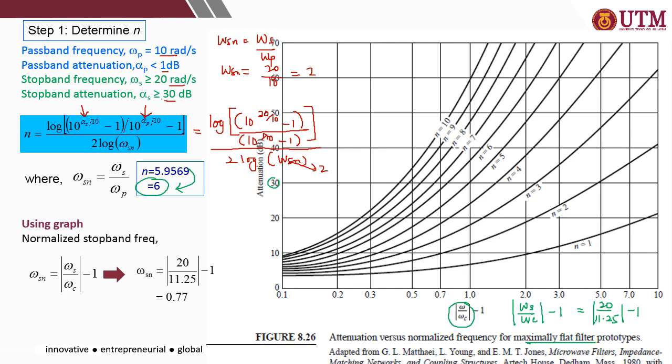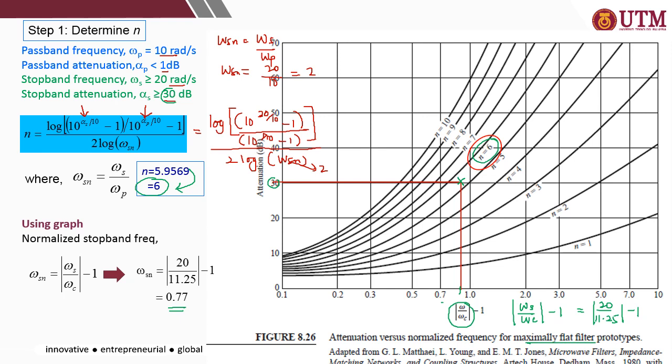So omega S divided by omega c minus 1 is 0.77. Look at the x-axis, 0.77, somewhere here. Draw a line across 0.77 and then cross it with the attenuation of 30 dB. So you get your n somewhere here. n is between 5 and 6, then make sure you choose the higher whole number. In this case it is equal to 6. If you compare the calculation using the equation with the graph, you'll get the same result.